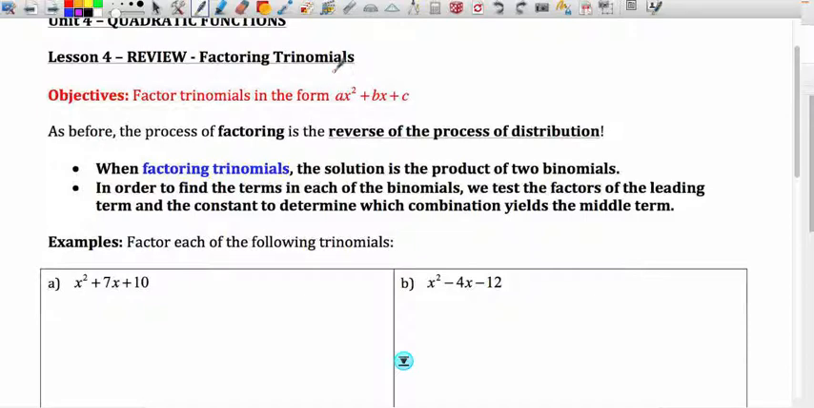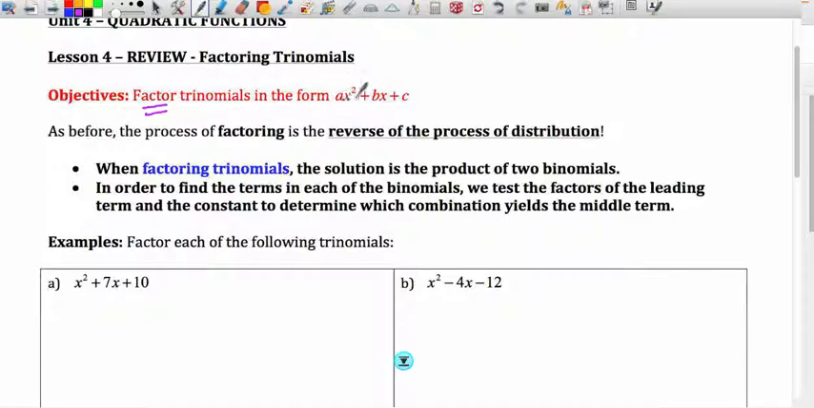Really what I want you to do now is focus on reviewing the skill of factoring, and the purpose of this video is just to give you a very quick reminder of what the key processes are when you factor, and then four quick examples, and then you're going to have some independent practice time.